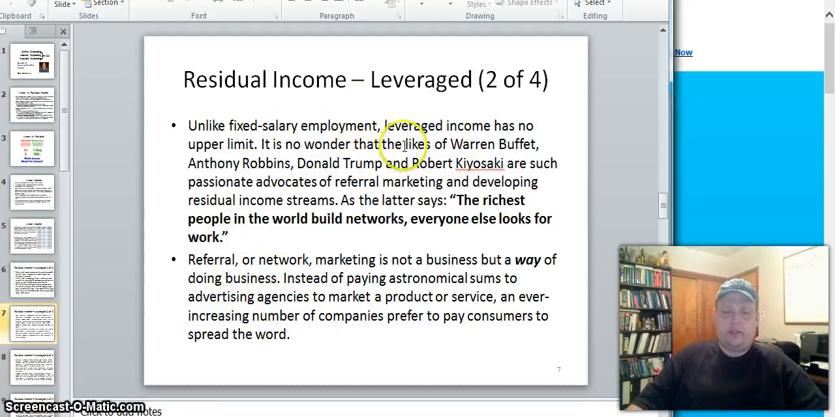This one is basically just highlighting that some of the people that are really rich and making good money and doing good things in the world believe in referral marketing: Warren Buffett, Anthony Robbins, Tony Robbins, most people know him by Tony, Donald Trump, and Robert Kiyosaki. So basically, they all love referral marketing as a stream of income, and I think Robert Kiyosaki says the richest people in the world build networks. Everyone else looks for work. So that's saying everything in one sentence about the leverage you can get by having a network.